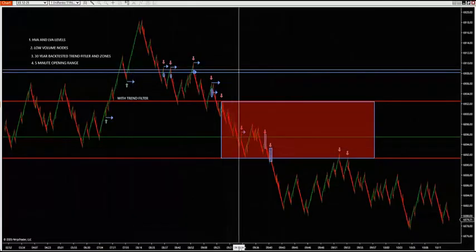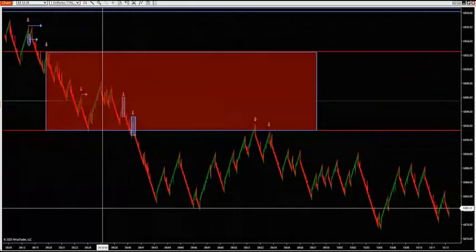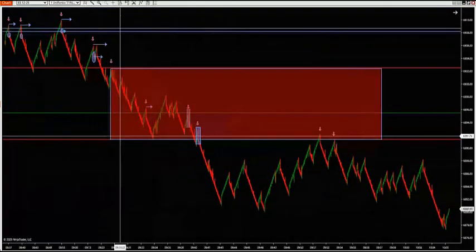Because after the first 5 minutes of the opening range, I told you today, we're going to find the exact inflection point where this market could have a trade setup. We did. We looked at the first 5 minutes.